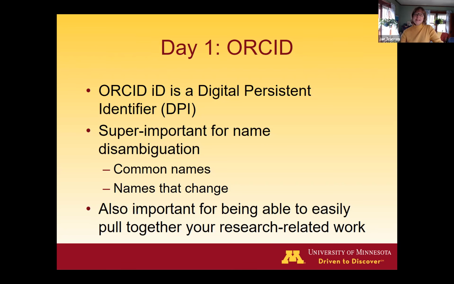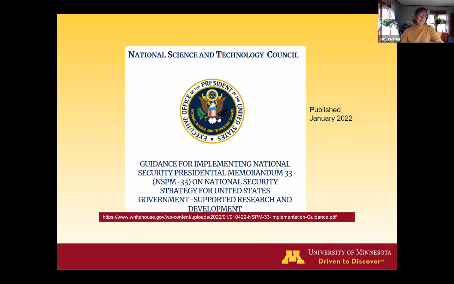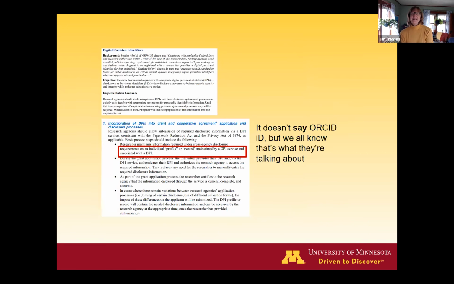Next slide, please. Here's something that came out just in January. There's a White House memorandum that, for complicated reasons, says people should use personal identifiers. Next slide, please. And this is probably completely unreadable, but somewhere in this report that came out, it says people should use persistent identifiers, DPIs.